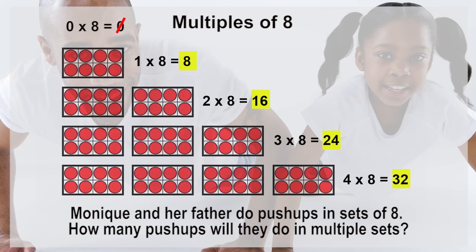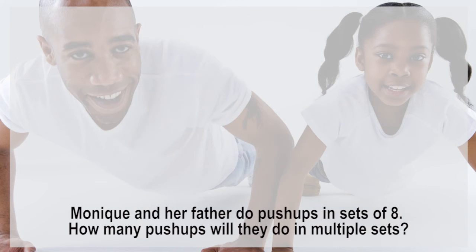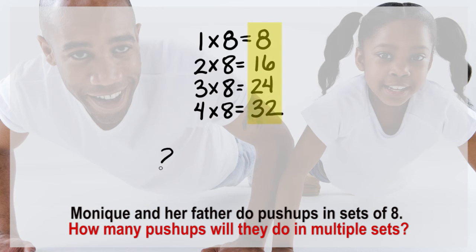Let's stop there. Now, to write our answer, the question asks, how many push-ups might they do if they complete multiple sets? Remember, we are not including 0 this time as part of our answer set. They could complete 8, 16, 24, 32, and remember the 3 dots at the end to signal that the list could go on. Repeat this activity with your child to find multiples of other one-digit numbers.